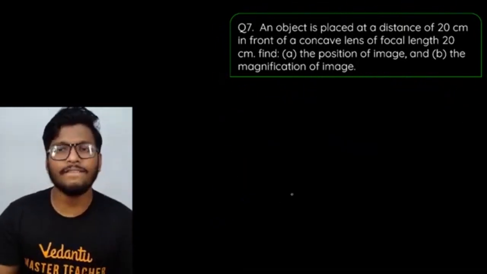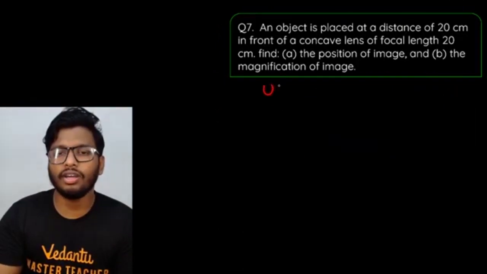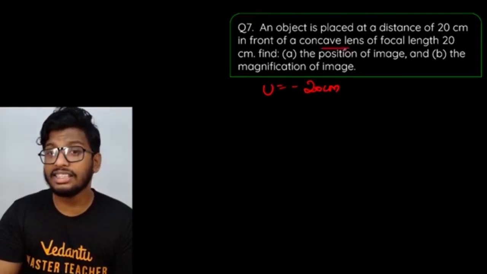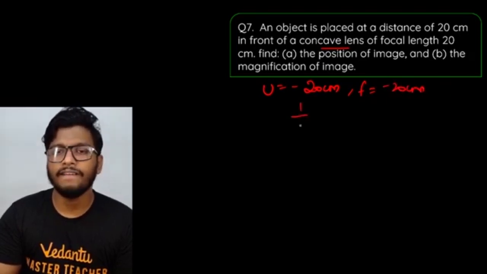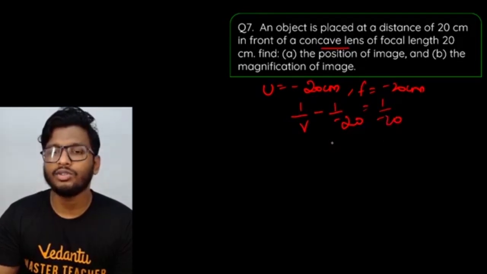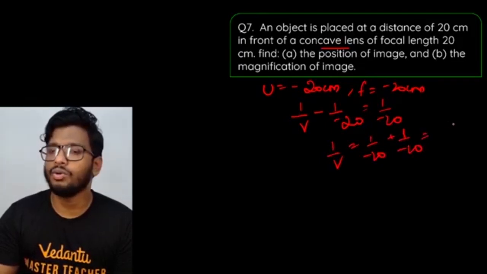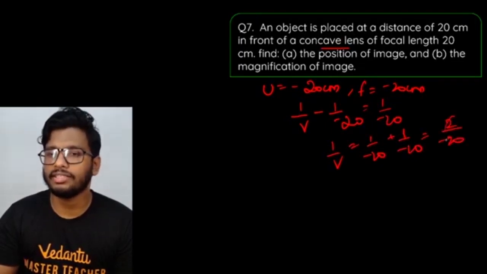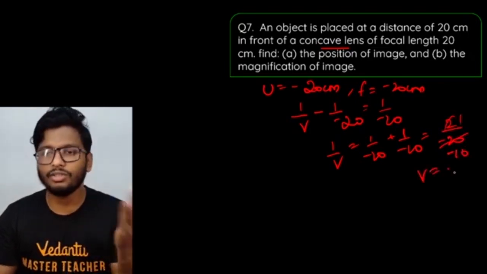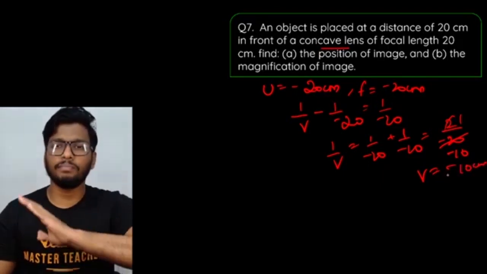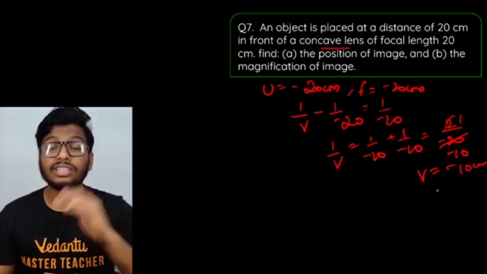How do you solve this question? Very simple, guys. An object is placed at a distance, so the object distance is given as 20 centimeters, minus 20. It's a concave lens, that means the focal length is also going to be minus 20 again. Find out the position of the image. Very simple. 1 by V minus 1 by minus 20 is equal to 1 by minus 20. So 1 by V is equal to 1 by minus 20 plus 1 by minus 20, which is equal to 2 by minus 20, which is nothing but 1 by minus 10. So V is equal to minus 10 centimeters. So the position of the image is minus 10 centimeters. All right. What is the magnification of the image?